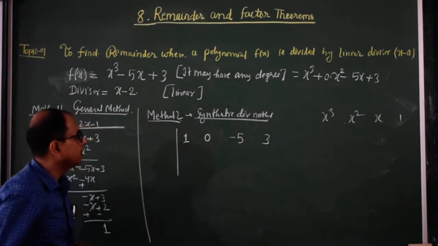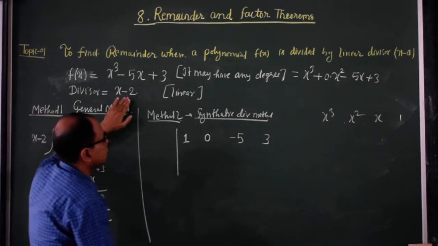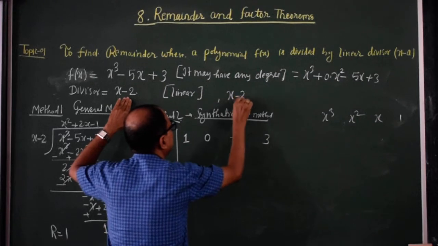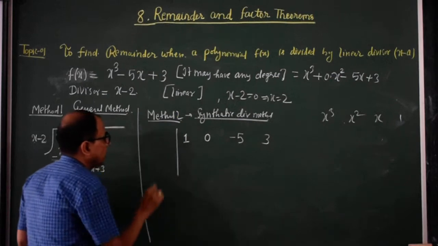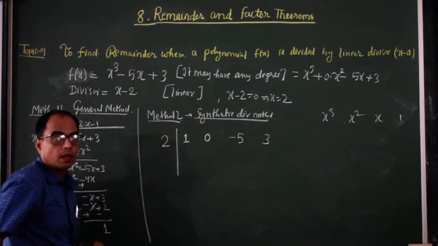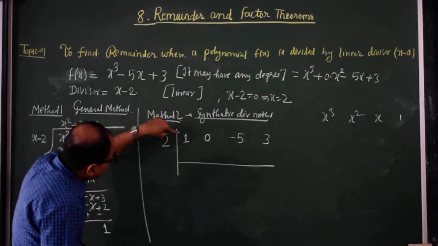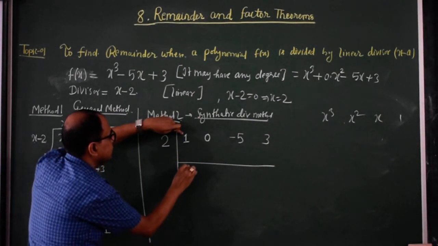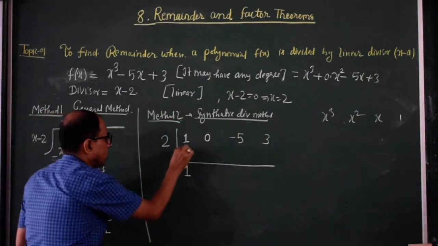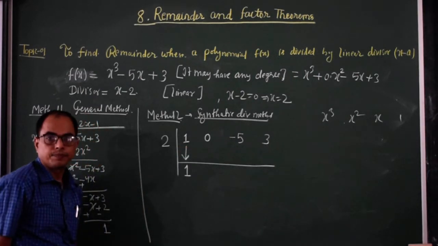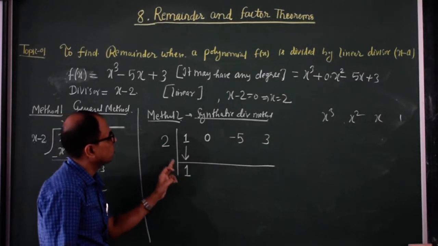Now draw a vertical line. We have to divide by x minus 2, so put x minus 2 equal to 0. From here you get x equal to 2, so write the 2 here. Now draw a horizontal line. Write the first coefficient as it is. Now multiply this 2 with this 1: 2 into 1 is 2, write it here.